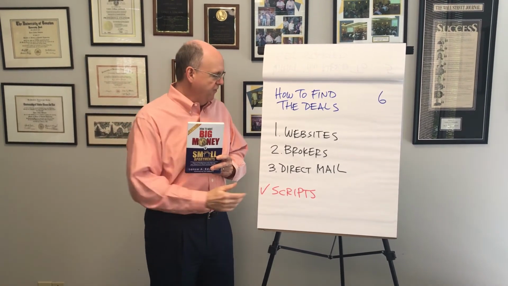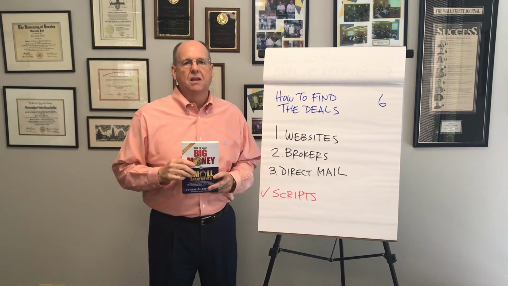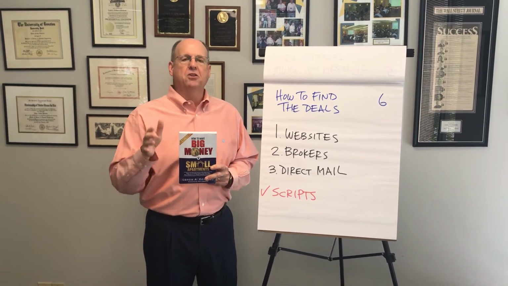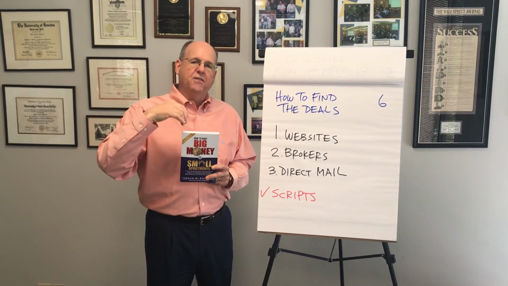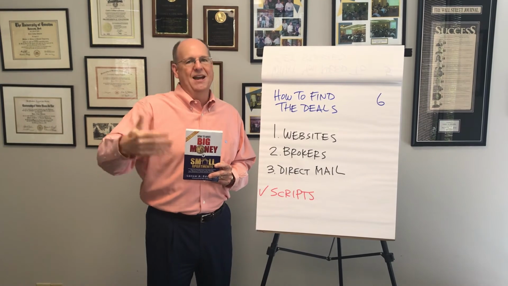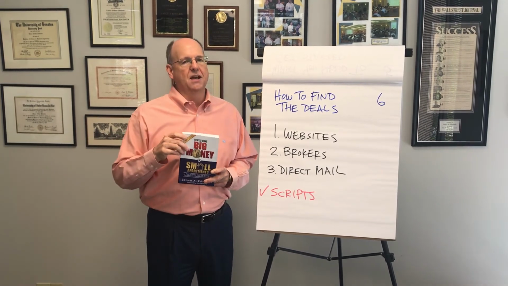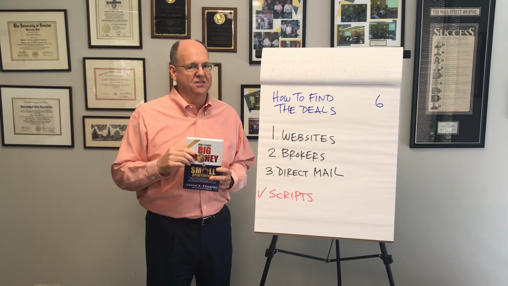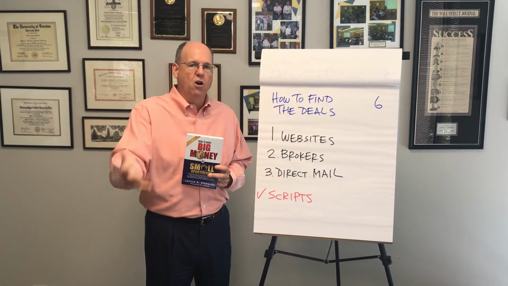The third component for creating a deal flow is direct mail. Direct mail is putting letters and postcards directly to apartment owners. You get on the phone and talk to them directly. The advantage of direct mail is there's no middleman involved. The other advantage of direct mail is it's one of the greatest ways to get owner finance deals because you're talking straight to the owner.